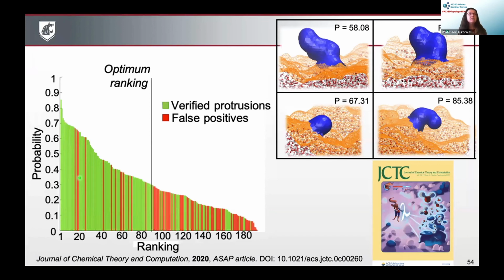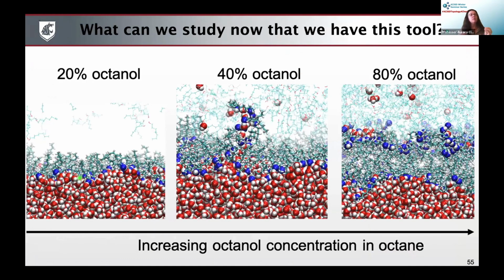Now, I'm just going to end to tell you a little bit about the impact of this and what you can do now that we can identify these protrusions. What can we do? I want to talk with you about the water octanol interface, and this is actually octanol in octane. I've got a series of simulations where you can see different types of structures that form on the surface based upon the concentration of octanol and octane.